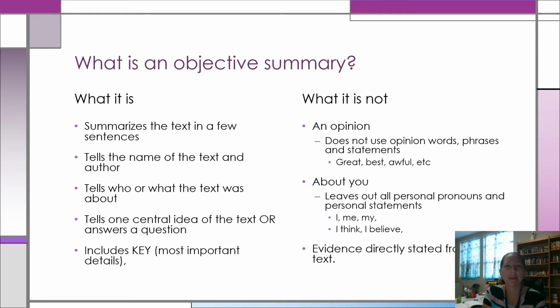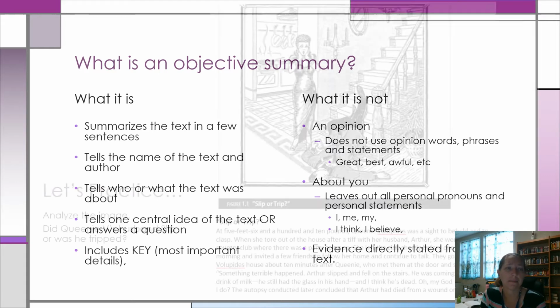And objective summaries don't always have evidence directly stated from the text. They might, however, have details from the text that you've written into your own words. So objective summary and paragraphs, they're going to be structured very similarly. Some will have evidence cited directly from the text. Objective summaries probably will not.